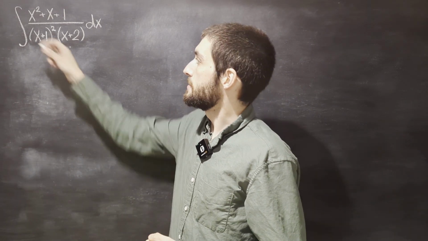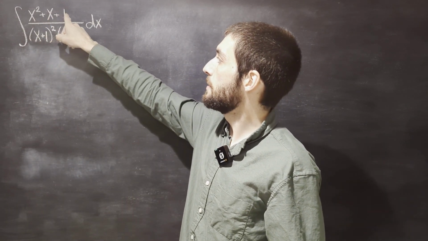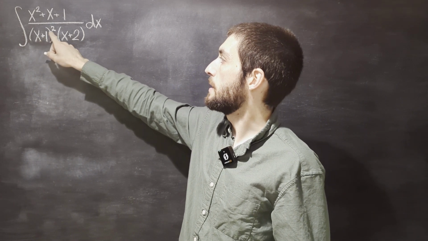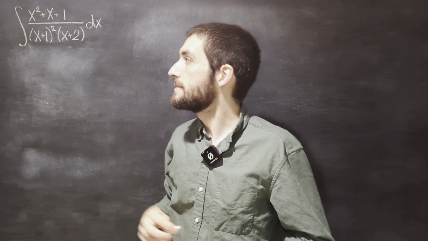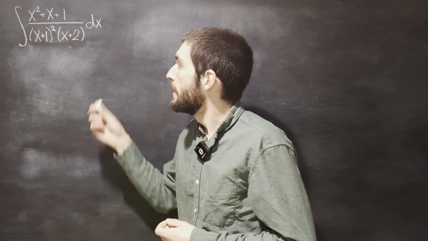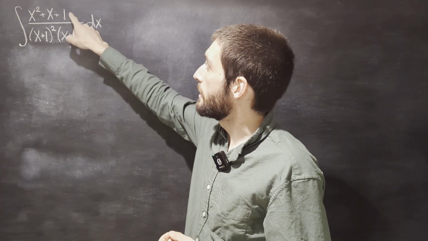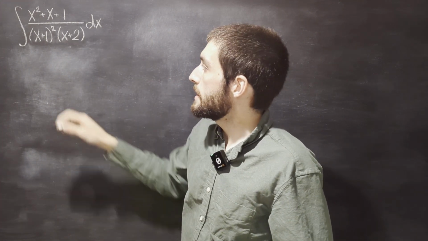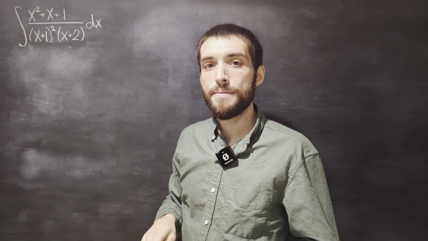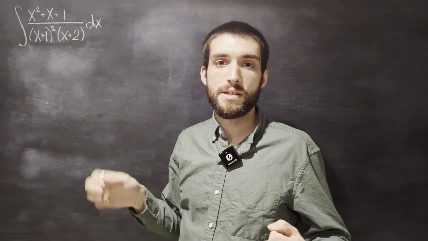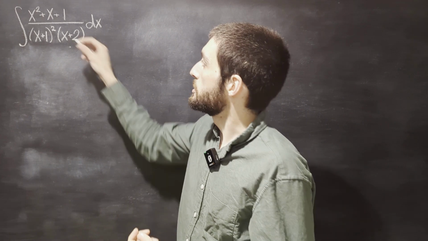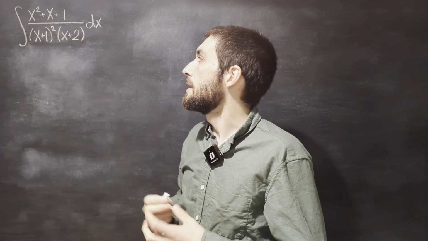Let's use partial fractions to integrate (x² + x + 1) / ((x + 1)²(x + 2)) dx. The first thing we need to do is make sure our denominator has a higher degree than our numerator. In this case, our denominator is factored for us already, but if we multiplied it out, we'd see that it was a third degree polynomial, which means it is of higher degree than our numerator.